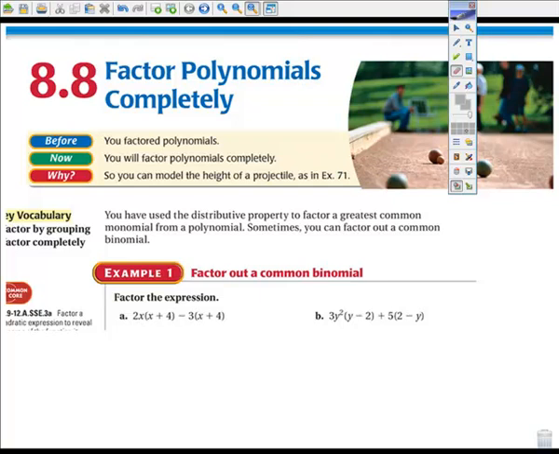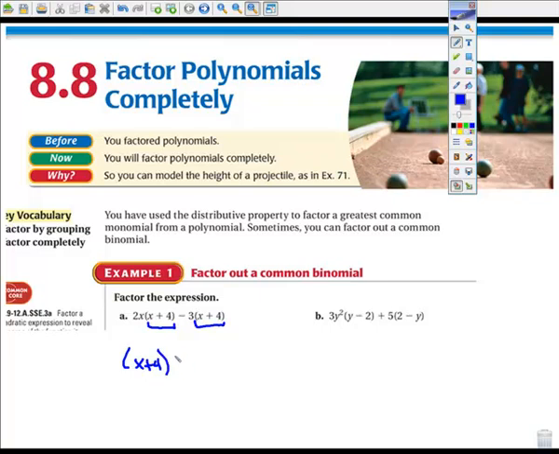Alright, lesson 8.8 is factoring polynomials completely. So far you've used the distributive property to factor out a greatest common monomial from a polynomial, but sometimes, as in this case right here, you can factor out a greatest common binomial. For example, we have the expression 2x times the quantity x plus 4 minus 3 times the quantity x plus 4. So these products right here both have a factor of x plus 4. So I'll factor it out.